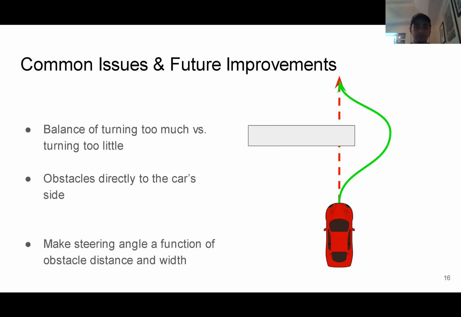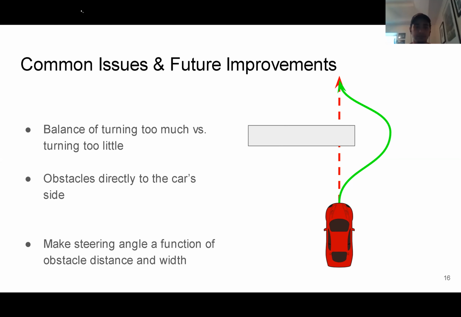So one issue we kept running into was trying to find the right balance of how much to turn. Sometimes one steering angle caused the car to turn too much for some obstacles and too little for others. Also, since the car wasn't checking for obstacles directly to its sides, we ran into a few rare cases where the car would turn into an obstacle that it hadn't detected.